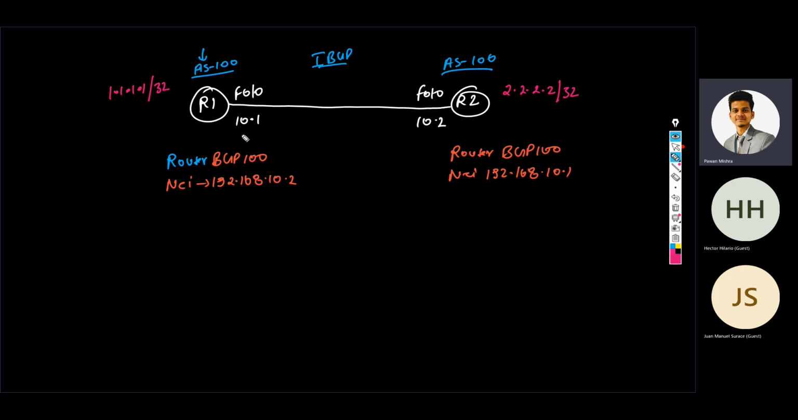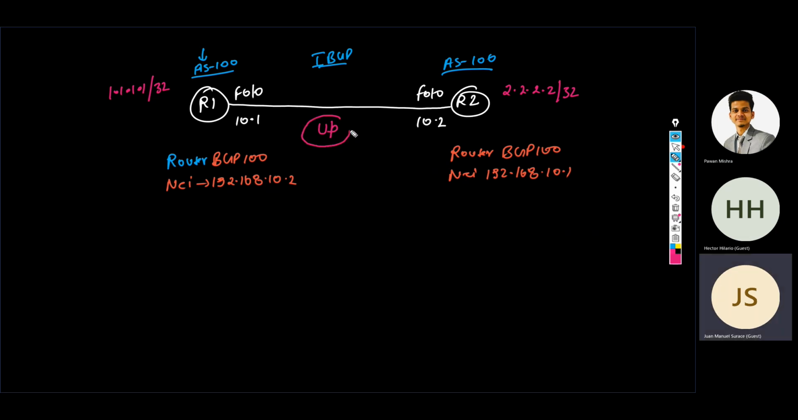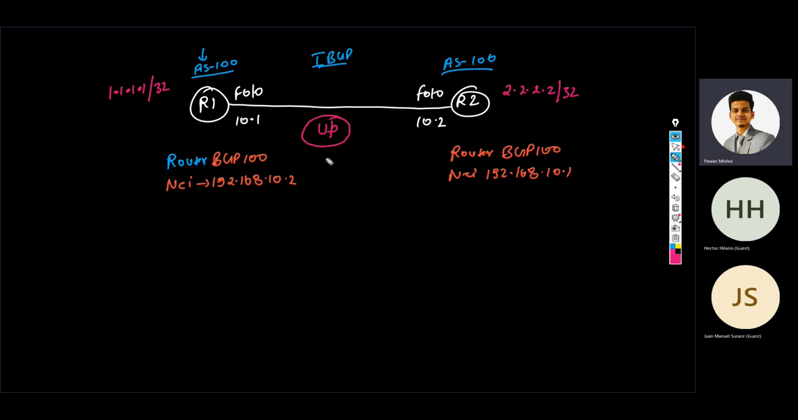Once I'm using a neighbor command, the device will first of all do the three-way handshaking process. Then it will be sending open message. Then it will be sending notification, right? So in this time, the neighborship is up. But the device doesn't share any route. It means this R1 router is not sharing this route to R2.